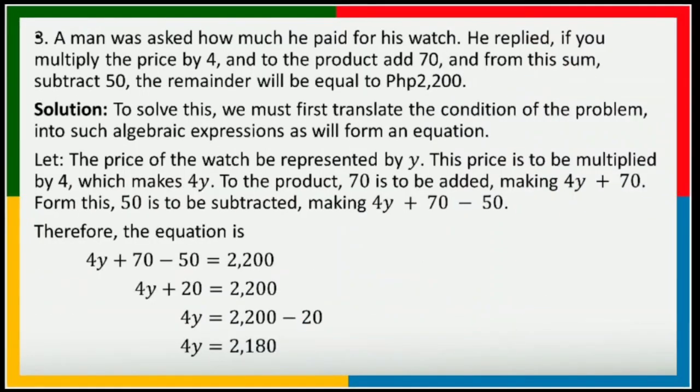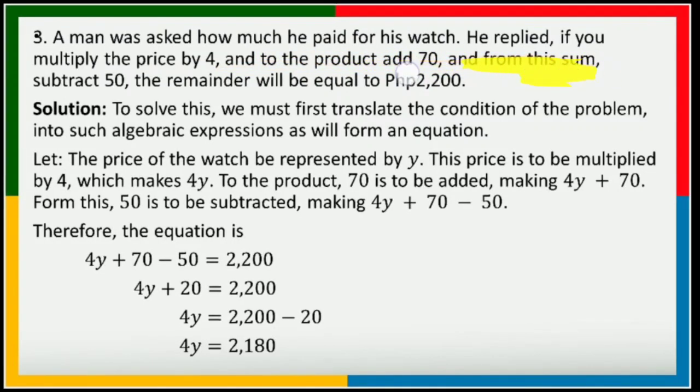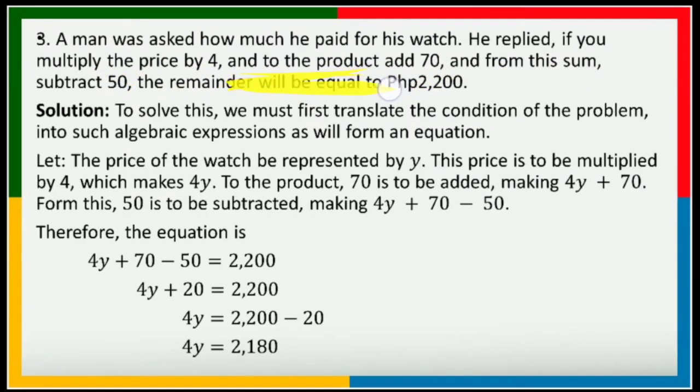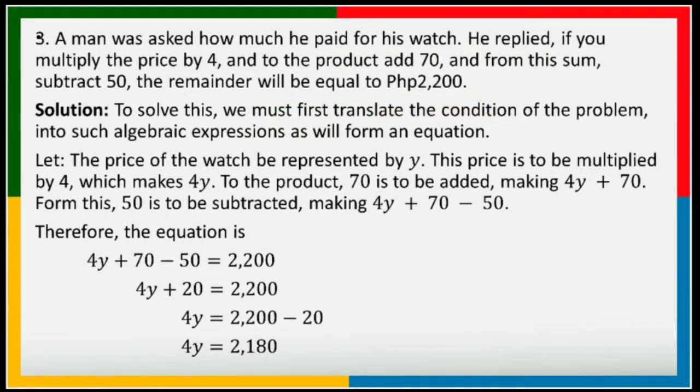Let's have another example. A man was asked how much he paid for his watch. He replied, if you multiply the price by 4 and to the product add 70, and from this sum subtract 50, the remainder will be equal to 2,200. Now, to solve this, you have to analyze the problem.